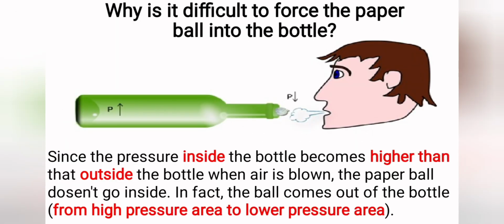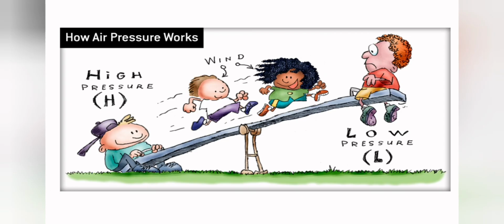So students, that question should arise in your mind. Why is it difficult to force the paper ball into the bottle? Because the pressure inside the bottle becomes higher than that outside the bottle. When air is blown, the paper ball doesn't go inside. In fact, the ball comes out of the bottle, means from higher pressure area to lower pressure area.